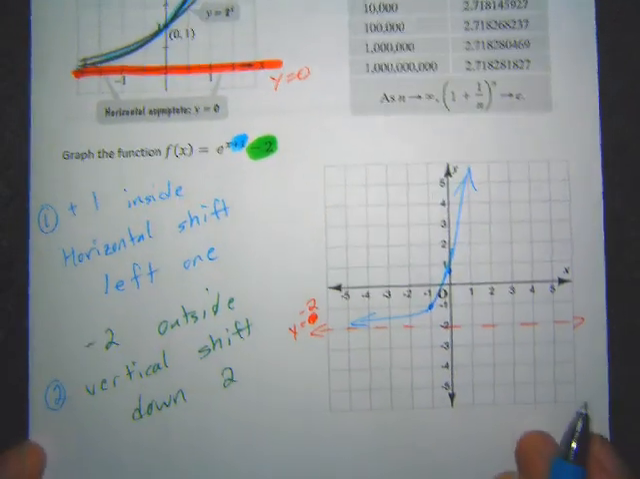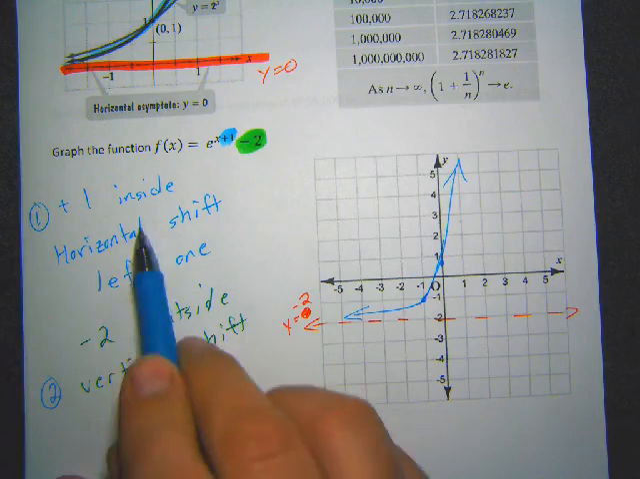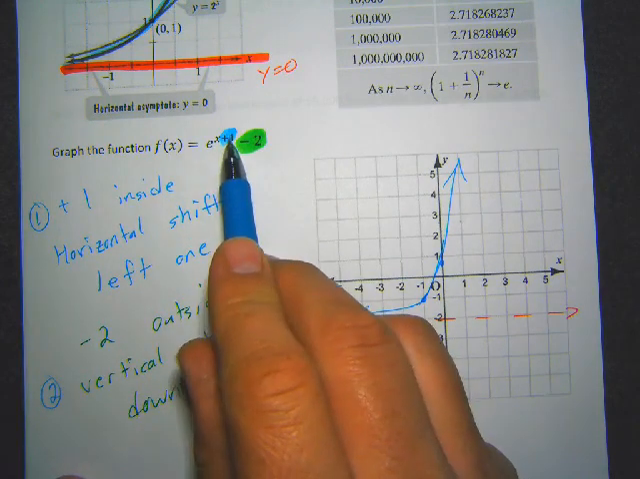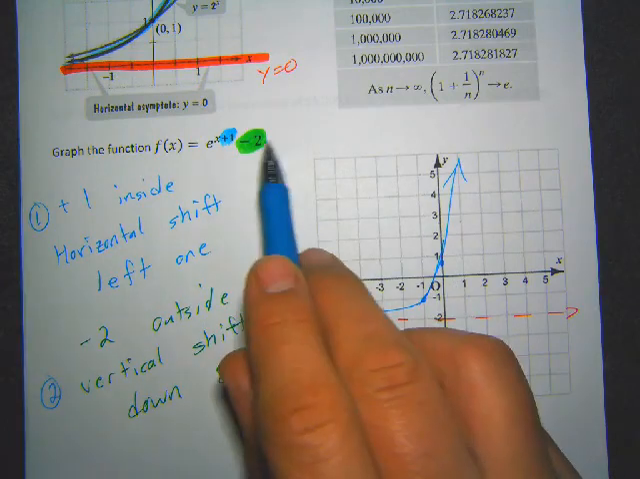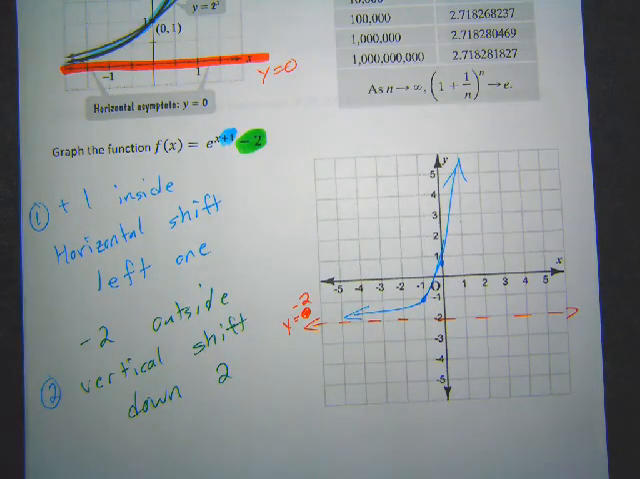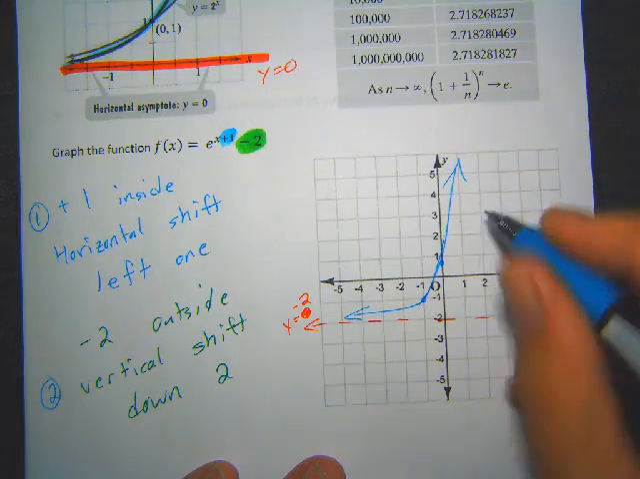And again, on the homework, a lot of these, you'll probably mostly just be identifying what transformations occurred. You should be able to identify the +1 means a horizontal shift because it's on the inside. The -2 is a vertical shift because it's on the outside. This is what that would look like.